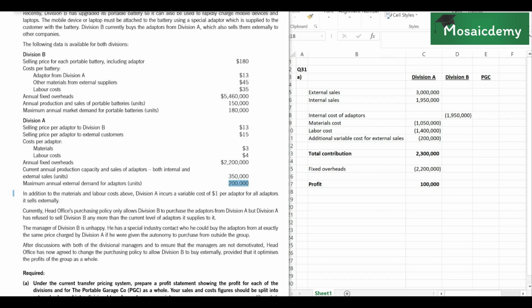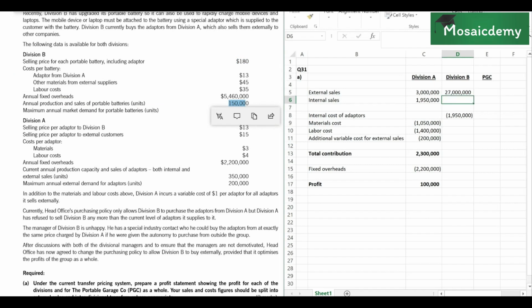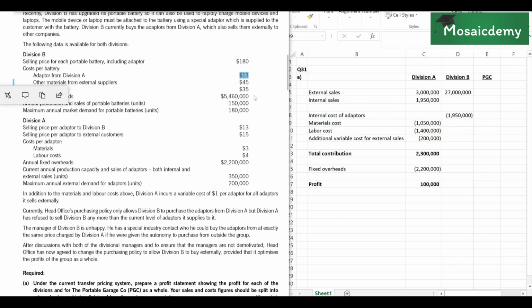For division B, the cost, this internal sales is no longer relevant like we said, but the external sales will be relevant. Now their external selling price is $180 as mentioned up here, and they're going to be selling 150,000 units. Okay, so 180 into 150,000, right? They won't have any internal sales. Let's move on. Then their materials cost, so we've already included the $13 of buying from division A.